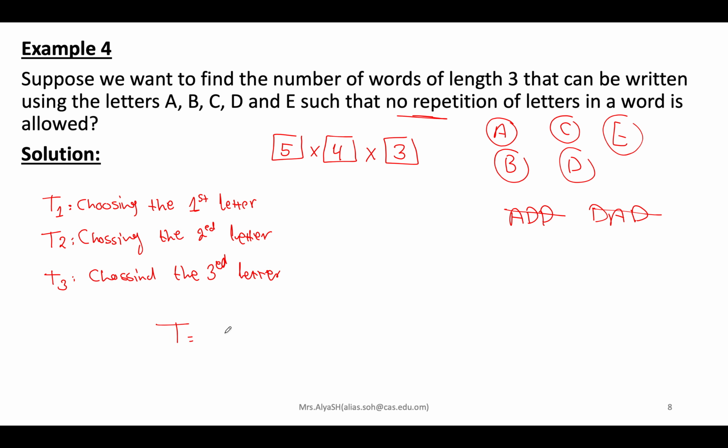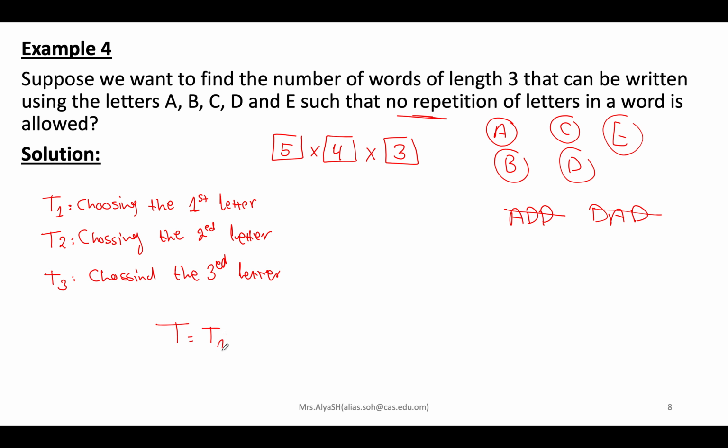So in order to do the task, I have to multiply the ways that those tasks can be done. Then we got that it is 5 times 4 times 3, which gives 60 ways to do so.